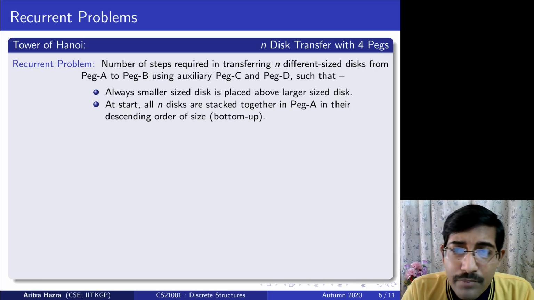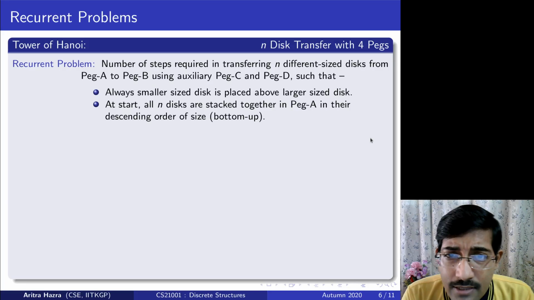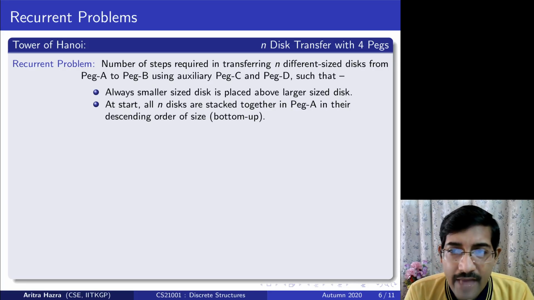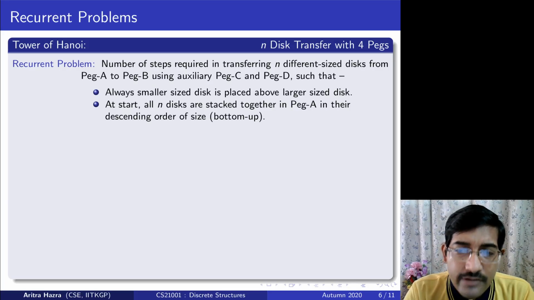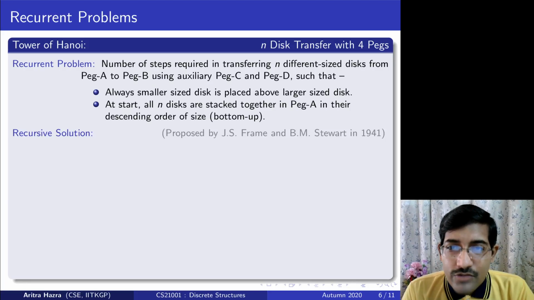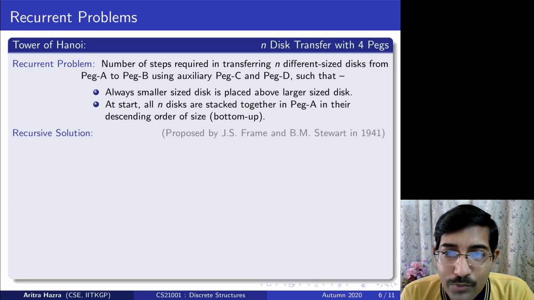So the basic premise of the problem remains the same: no larger disk on top of a smaller disk, and all n disks at the start begin on peg A in descending order of size from bottom up. And you have to transfer all disks from peg A to peg B using auxiliary pegs C and D. Now this solution has been proposed by Frame and Stewart. It is also called the Frame-Stewart algorithm. It was proposed in 1941.